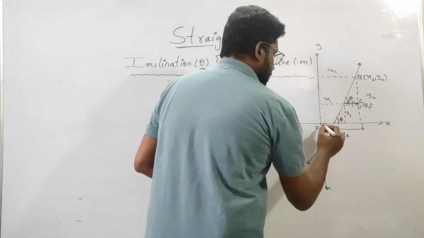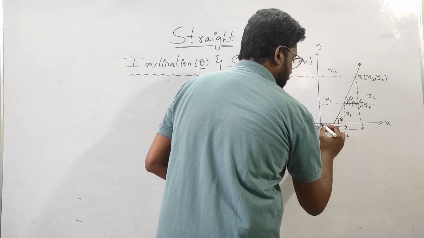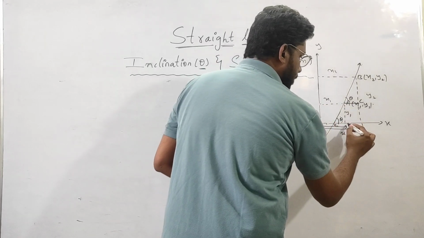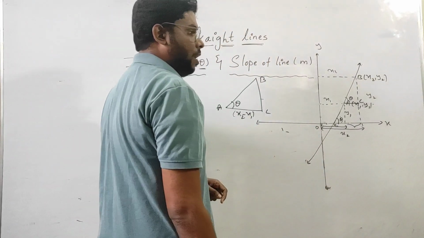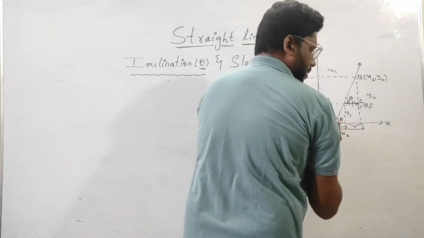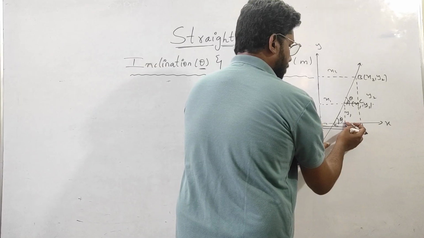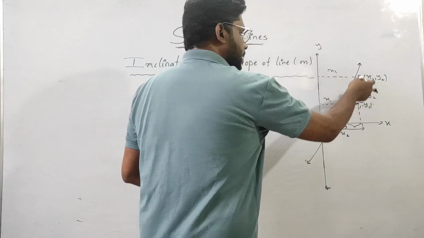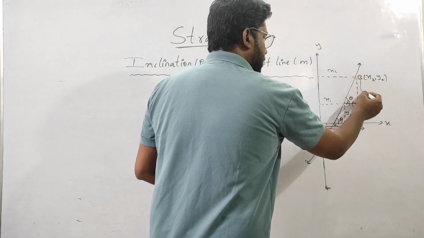Okay, and this distance from the origin to here, what is it? This distance is x1. Now we need to find this distance. How to find it? This distance minus this distance will give me this distance, meaning x2 minus x1 will give this AC, which is x2 minus x1.